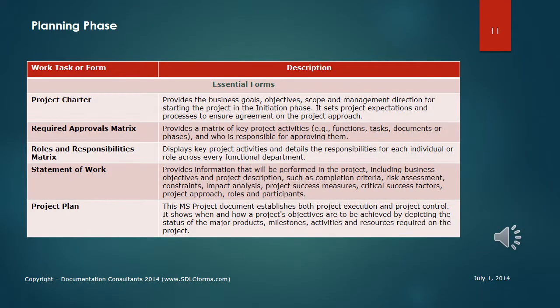The planning phase means you're starting to get serious about moving forward on a project. The most critical document you need to develop is the project charter, which briefly encapsulates the business goals and objectives. You may also want to develop a required approvals document defining who approves each document, task, or phase, and a roles and responsibilities matrix defining the responsibilities for each individual across every functional department.